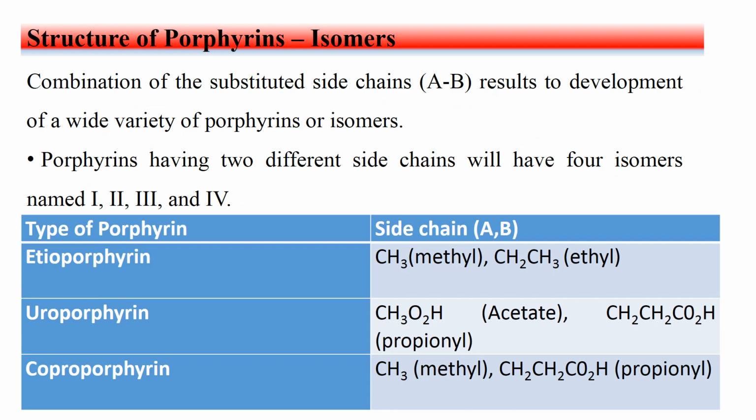Combination of the substituted side chains results in the development of a wide variety of porphyrins or isomers. Porphyrins having 2 different side chains will have 4 isomers, named in Roman numerals 1, 2, 3, and 4. Examples of such porphyrins include etioporphyrin, uroporphyrin, and coproporphyrin.